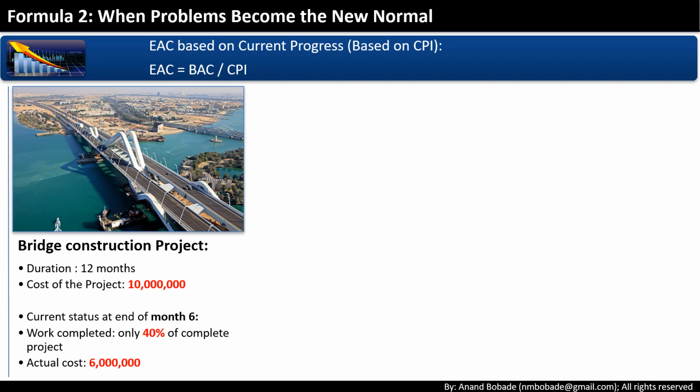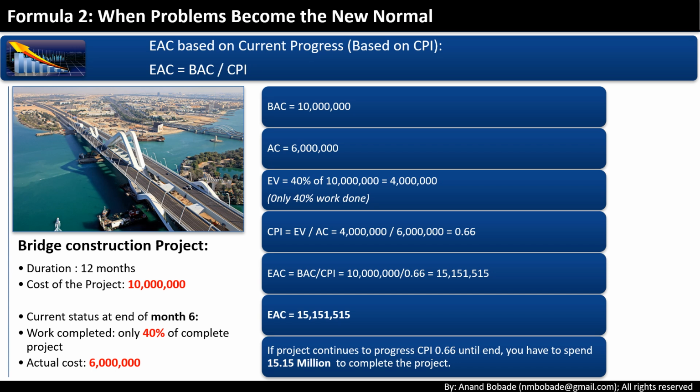In our bridge project, by month 6, BAC is 10M, AC is 6M, EV is 4M, so only 40% done. CPI is EV upon AC, which is equal to 0.66. Now, EAC is 10M upon 0.66 equals 15.15M. Big difference, right? This shows if you keep spending at the same poor efficiency, the project will balloon to over 15 million. So, remember, EAC equals BAC upon CPI is for when poor performance is expected to continue.